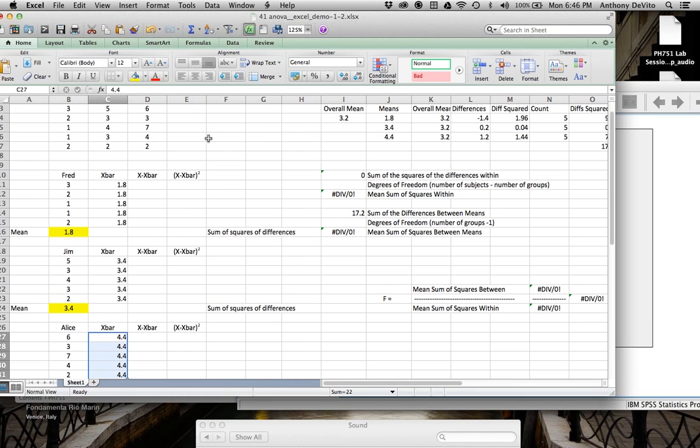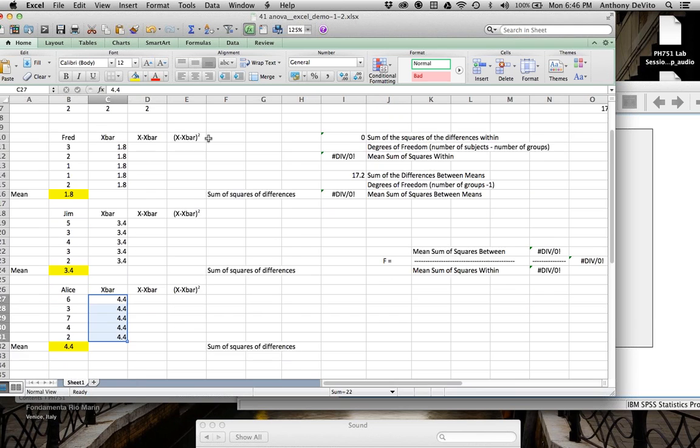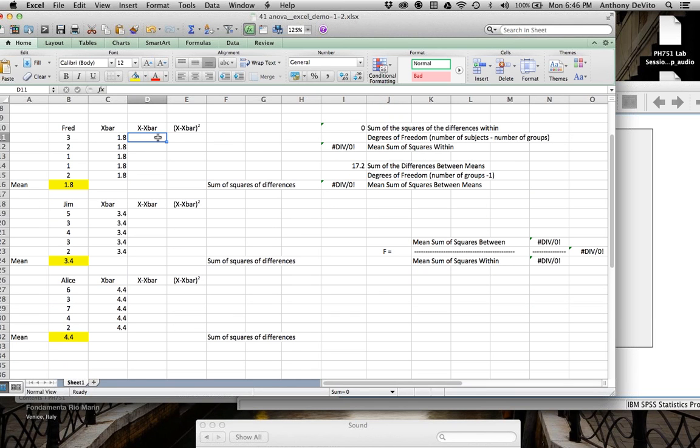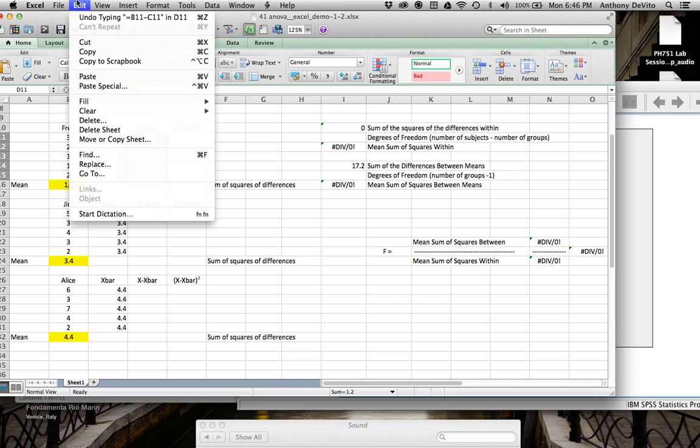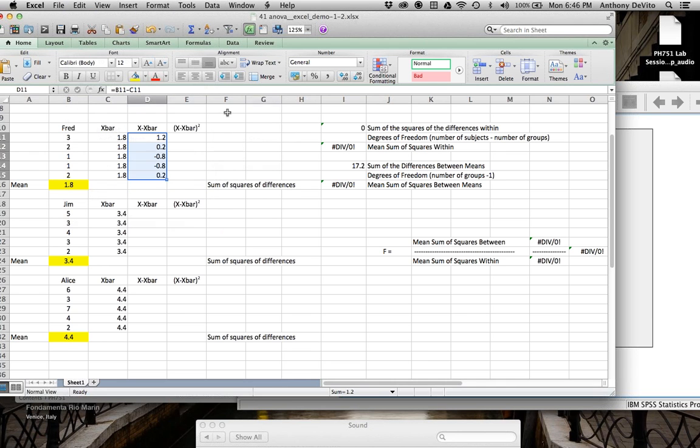Okay, so how do I calculate my variability? Well, I'm going to find the difference between each of these values and the mean. It's going to be equal to 3 minus 1.8, what the average is. And that gives me 1.2. I'm going to repeat that for each of these values. I'm going to copy this formula down, fill down. So these are all of the differences.